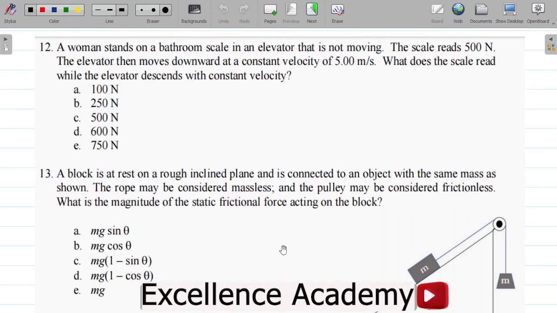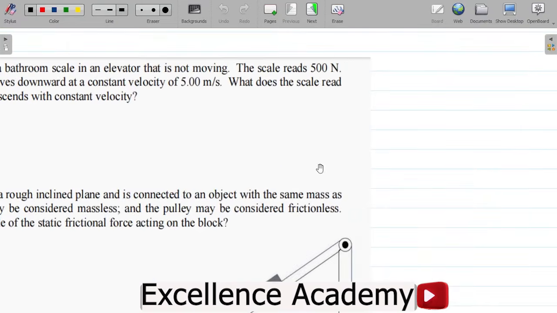Let's look at question 12 of our general physics examination revision questions. Question 12 says a woman stands on a bathroom scale in an elevator that is not moving. The scale reads 500 Newton, full stop. The elevator then moves downward with a constant velocity of 5 meters per second. What does the scale read while the elevator descends with constant velocity? A 100 Newton, B 250 Newton, C 500 Newton, D 600 Newton, E 750 Newton.